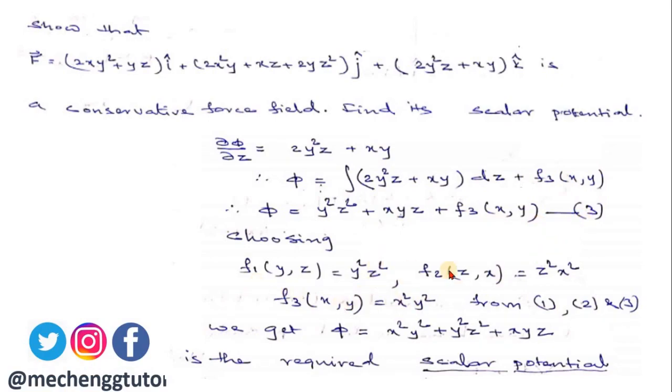Now you have to choose f1, f2, f3 depending on which term is missing. So in f1(y,z), y²z² is not there, so choose that. For f2(z,x), z²x² is missing, and for f3(x,y), you can see x²y² is missing. And from 1 to 3, if you use this in any of these equations, you get a unique equation. Phi is equal to x²y² + y²z² + xyz, which is the required scalar potential.